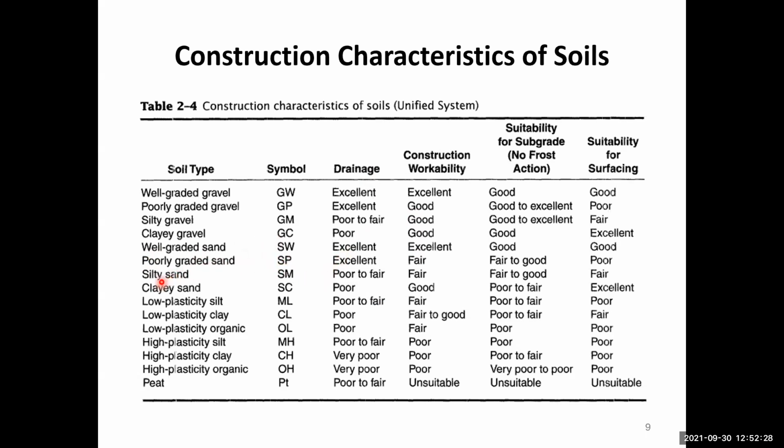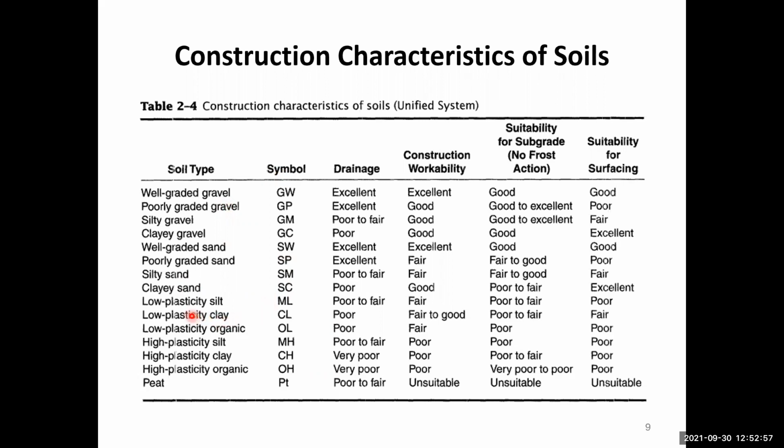Then there is a silty sand and the clay sand. So we have well-graded gravel, well-graded sand. We have the poorly graded gravel, poorly graded sand. We have the silty gravel, we have the silty sand. We have the clay gravel, we have the clay sand. Okay. So these are the 8 classifications of the sand and the gravel. So sand and the gravels are those materials which are the two largest in terms of the particle size.